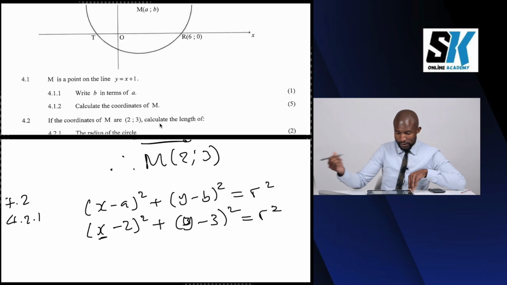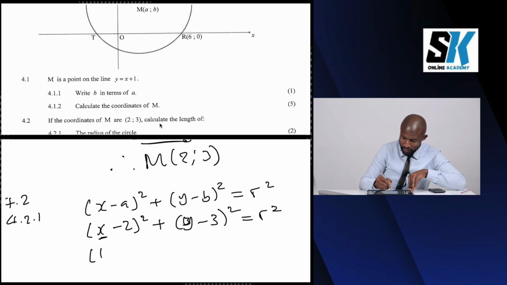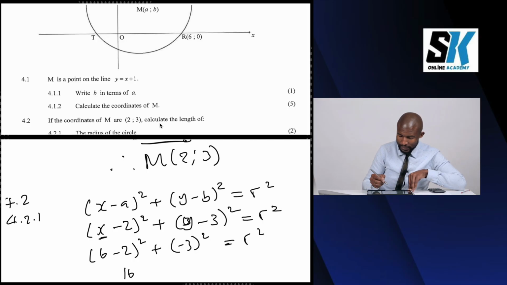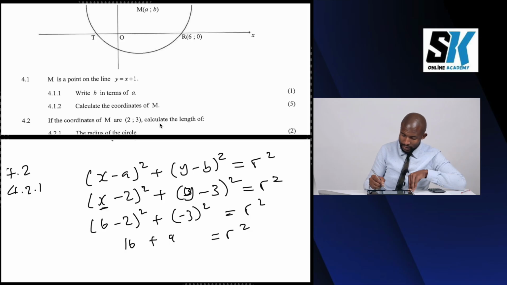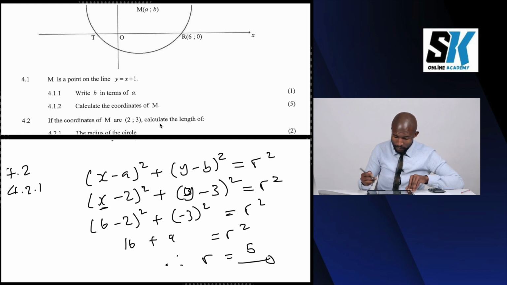So here we can use any point. So I can use (6, 0), which is R, to get the radius. So I'm going to say (6 minus 2) squared plus, in place of y is going to be 0, so it's going to be (0 minus 3) all squared is equal to r squared. So here we're going to have 4 squared, which is 16. Then we're going to have 9. And then 16 plus 9 is 25. Therefore, your r has to be equal to 5 units, which is the distance of your radius.